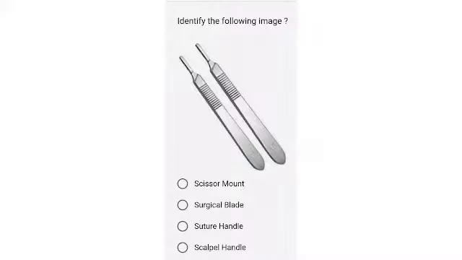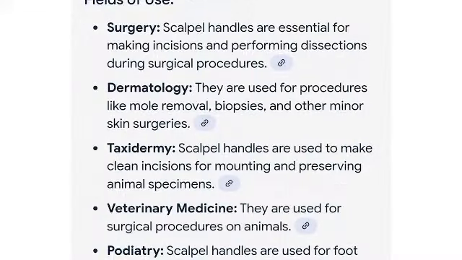Identify the name of the instrument. Option A, scissor mount. Option B, surgical blade. Option C, suture handle. Option D, scalpel handle. So what is the correct answer? Can you guess? Yes, scalpel handle is the correct answer. They are used for surgery, dermatology, taxidermy, veterinary medicine, podiatry.